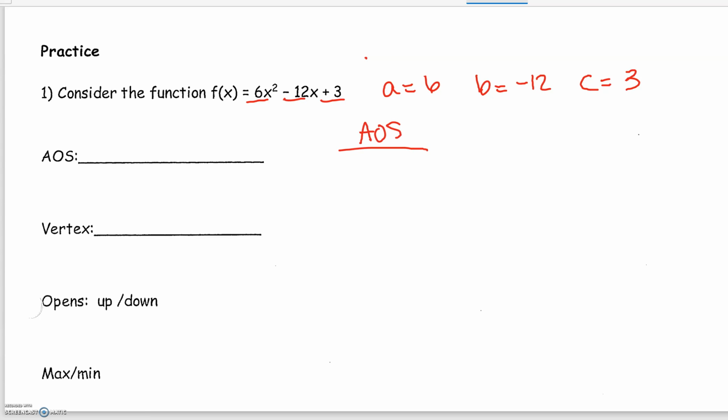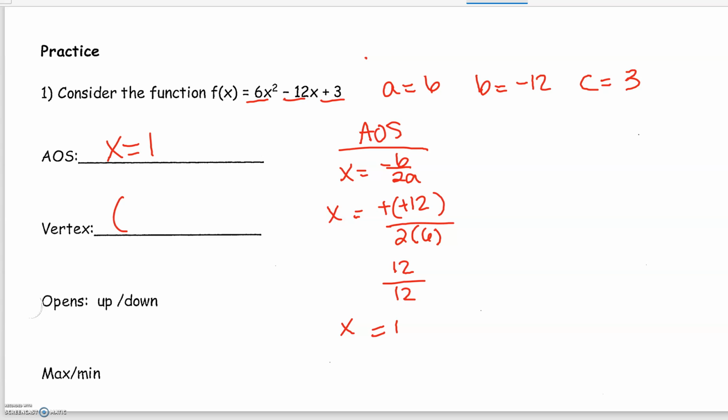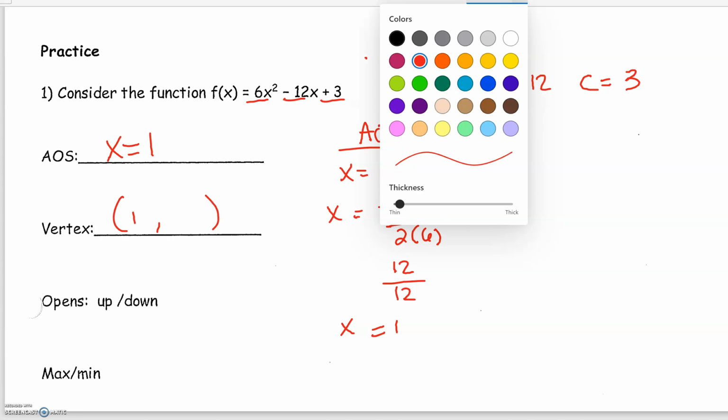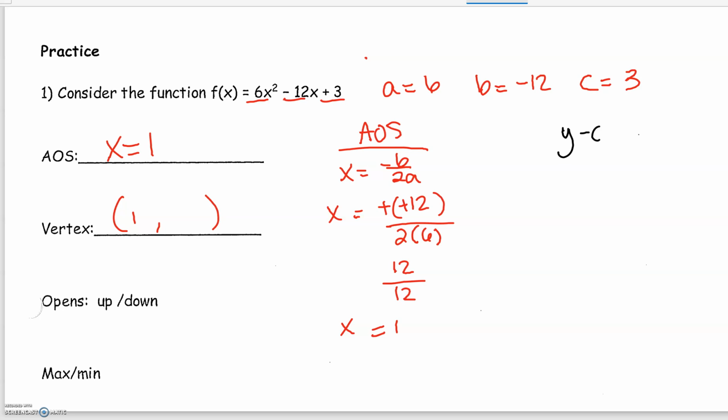So our axis of symmetry, we're going to do negative b over 2a. So negative, and then b is negative 12. 2 times a is 6. So we're going to have 12, because that turns into a positive, over 12, which is 1. So x equals 1. So we're going to plug 1 in to our function to get our y-coordinate of the vertex. So f of 1 is what we want to do.